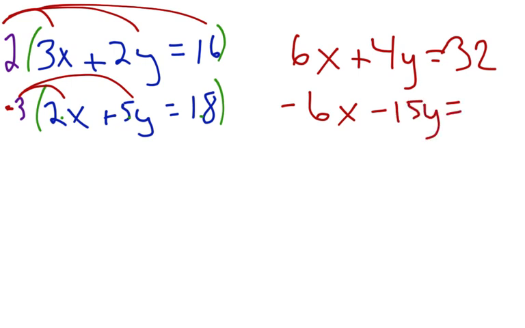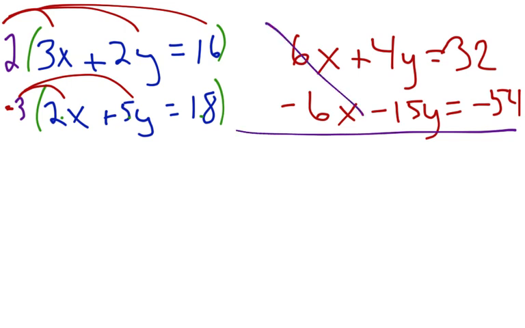And negative 3 times 18 is going to be negative 54. Okay, so once I've done that, now I can go ahead and add the 2 equations. I can do that because 6x and negative 6x will cancel each other out, which is good. So 4y and negative 15y makes negative 11y. And 32 minus 54 is negative 22.